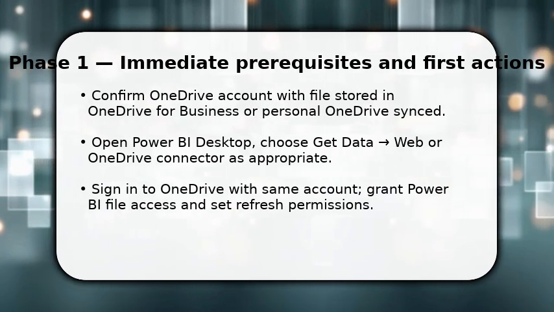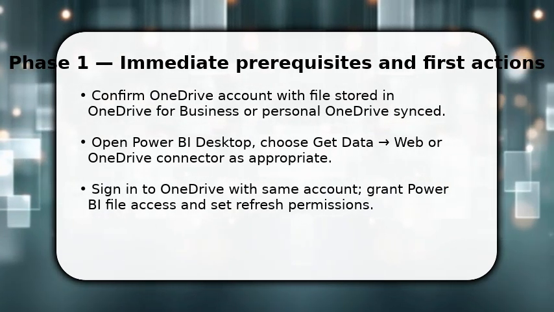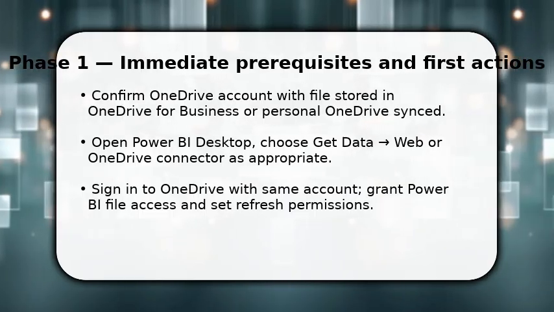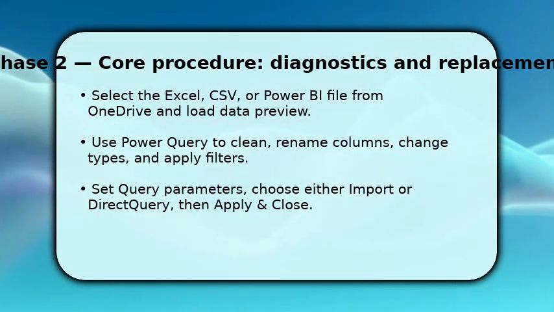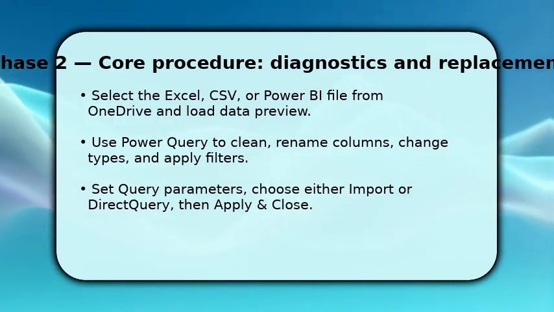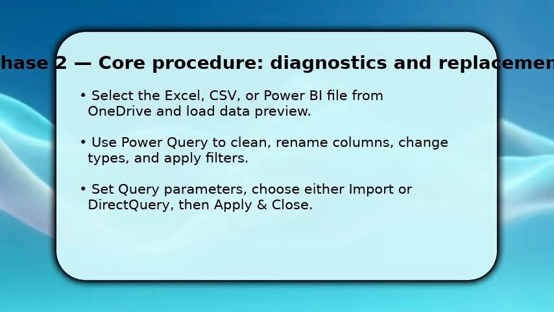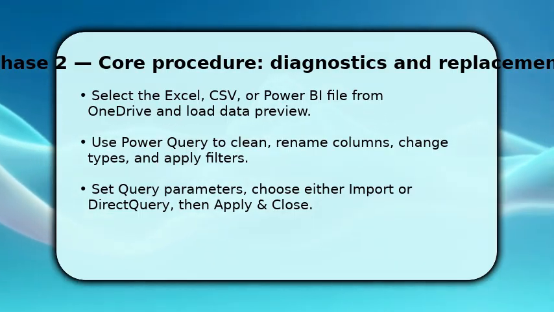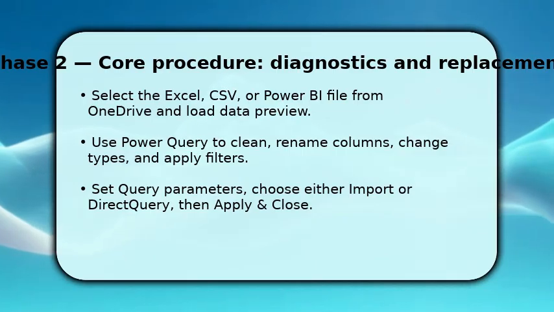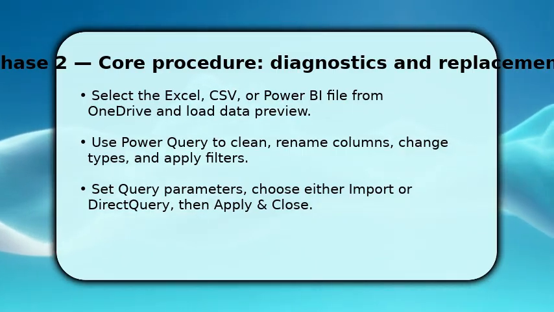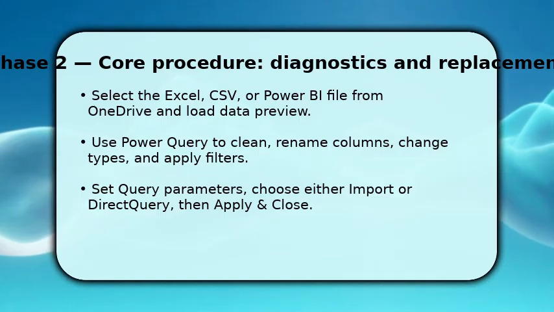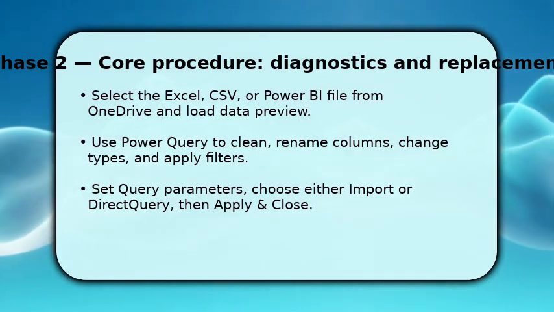Once connected, pick the specific file and table or sheet you need. Power BI will show a preview so you can validate rows and columns. Use Power Query to transform data, rename fields, set data types, remove unwanted rows, and combine tables if needed, because clean structure improves model performance and visuals. Make a decision between import versus direct query based on size and latency. After adjustments, apply and close the query.